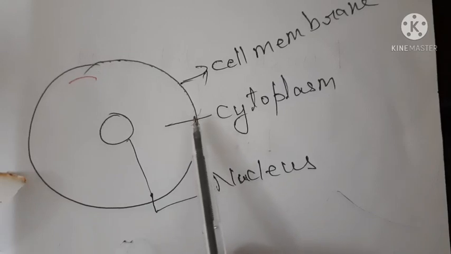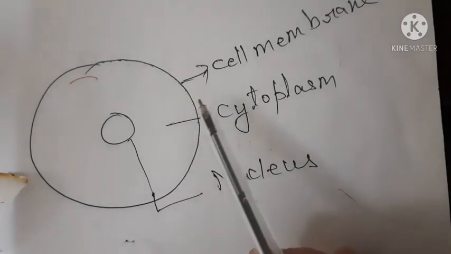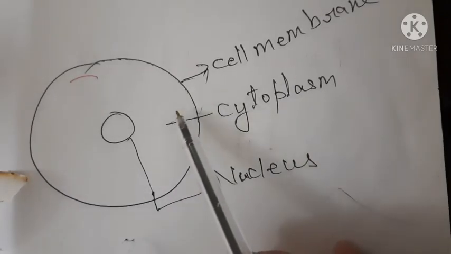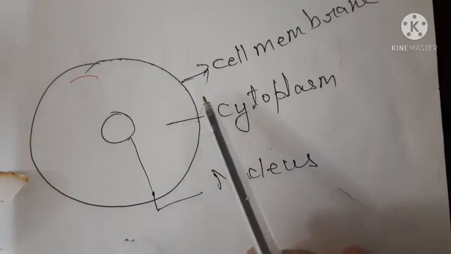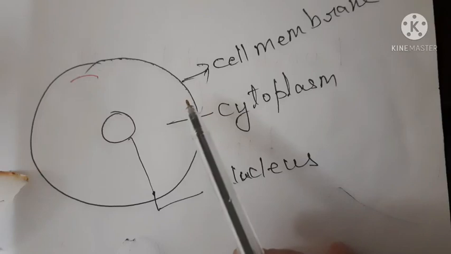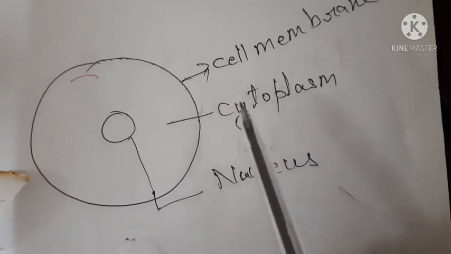Because of these fine pores, this cell membrane allows certain substances to enter the cell and certain substances to leave the cell. It doesn't allow all the substances to enter or leave the cell. So therefore it is called selectively permeable membrane. I hope it is clear to you.